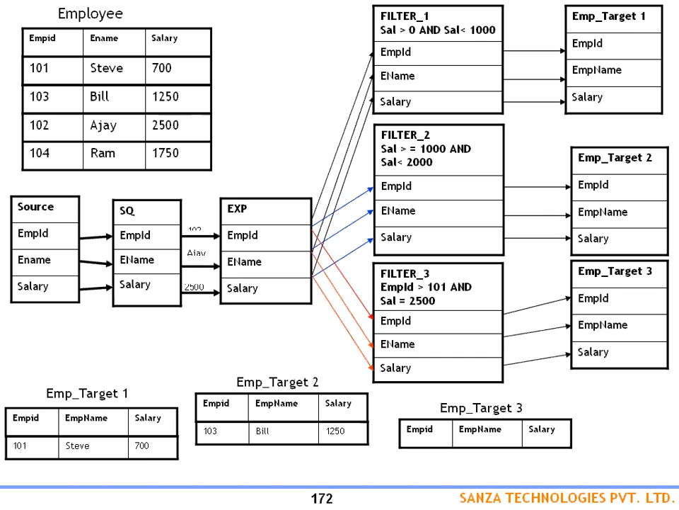Then the third record comes in, 102 Ajay 2500. Salary is 2500 and employee ID is 102. The first condition does not satisfy, so it will drop it. The second condition does not satisfy, so it will drop it. The third condition, where employee ID is equal to 101, satisfies the condition, so it will go to the third target table.